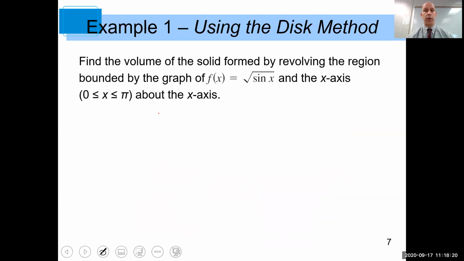So let's look at an example using the disk method. Find the volume of a solid formed by revolving the region bounded by the graph of y equals the square root of sine x and the x-axis from 0 to pi about the x-axis.